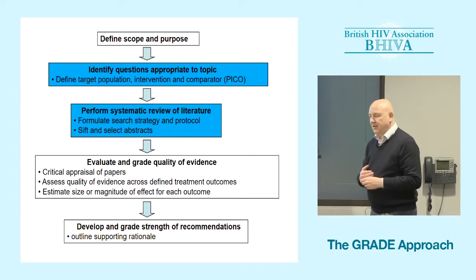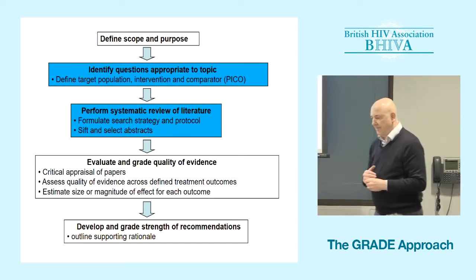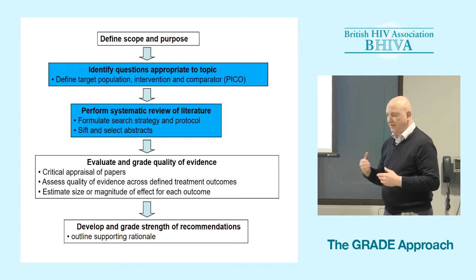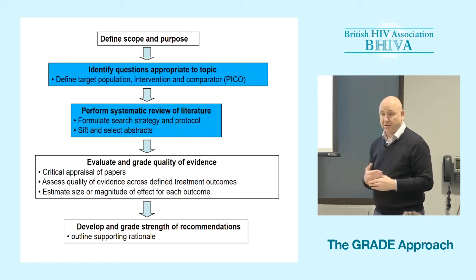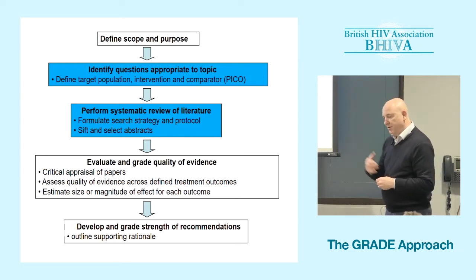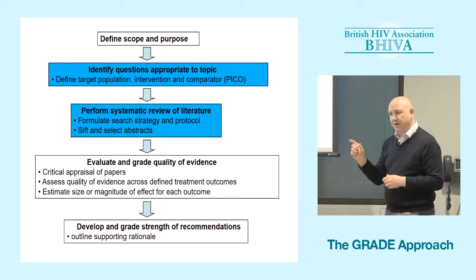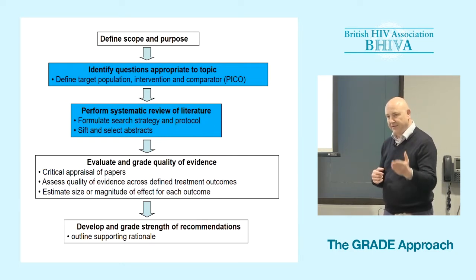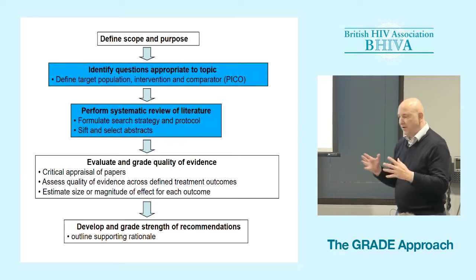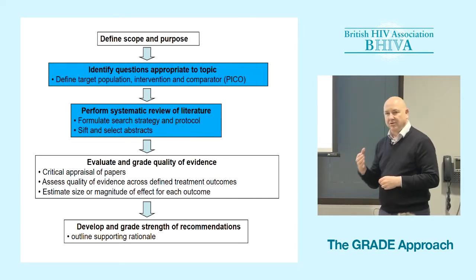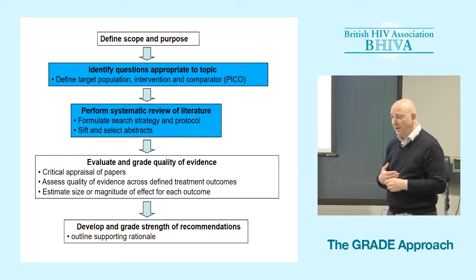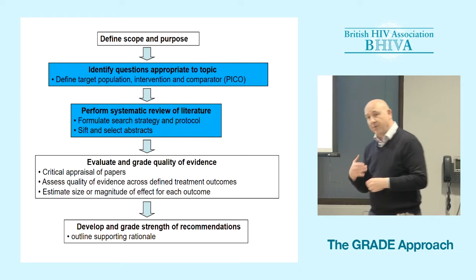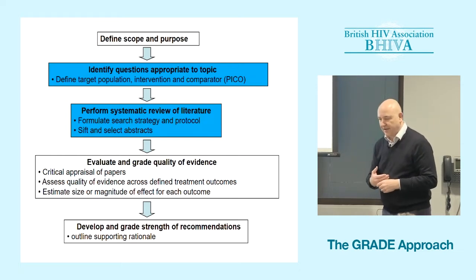So if we just quickly look at the main steps for guideline development. The first step is to define the scope and purpose of a guideline. What is the main purpose? The scope is how wide the guidelines are going to be and who they are targeted at. Once you've decided the scope and purpose of a particular guideline, whether that's antiretroviral therapy, HIV testing or pediatric issues, you then need to define the questions you're asking about your intervention, which is appropriate to the topic. You develop your PICO framework, you develop your outcomes, and then you perform your systematic review.